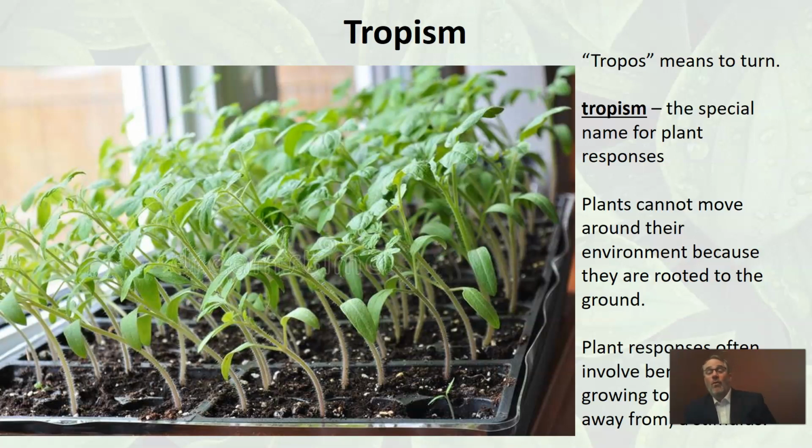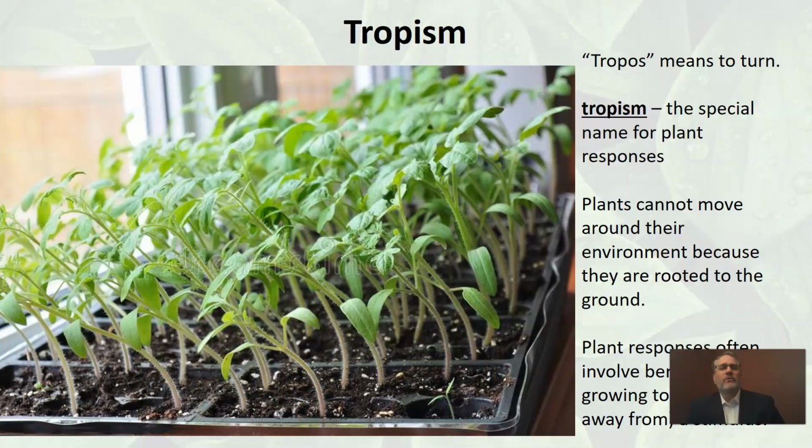So if it's growing towards a stimulus, we might say that's going to be a positive response. If it's growing away from a stimulus, that would be a negative response. So this bending or turning is how plants can respond to their environment. If we look at the image, we can see these look like tomato plants to me. And we can see that we have a light source, and those tomato plants all seem to be bending or turning toward the light.